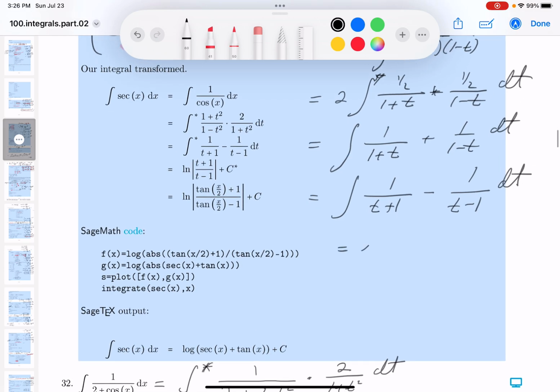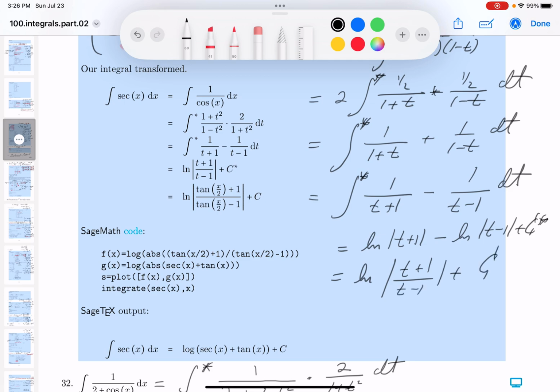What do you get? Natural log, absolute value, t plus 1, minus the natural log, absolute value, t minus 1. By the way, I keep forgetting my star, plus c star. Got to go back to the t's, but before I do that, I'm going to write this as 1/2 natural log, absolute value, t plus 1 over t minus 1 plus c. It looked like I was writing limit, but I'm writing natural log, ln.